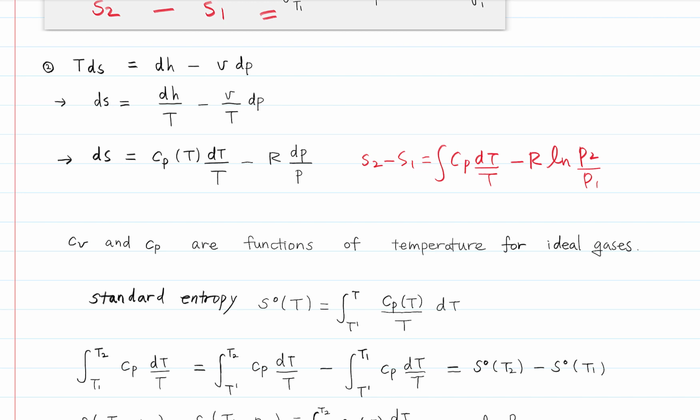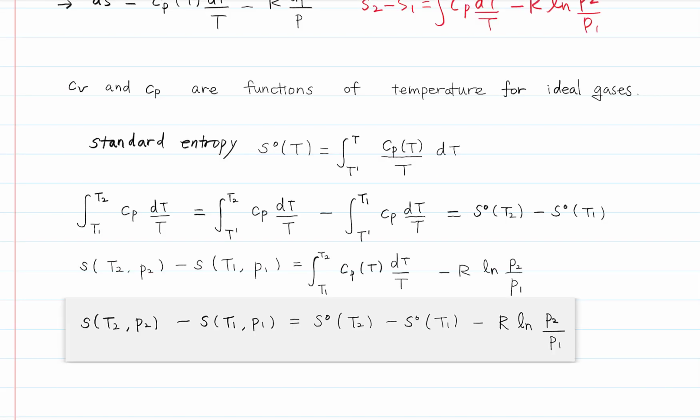We also need to know the relation between Cp and T to take the integrations. The specific heats, Cv and Cp, are functions of temperature. So if the functions are given, you can take the integrations to calculate the entropy change. If Cv and Cp functions are not given, there are two methods to calculate the integrations.